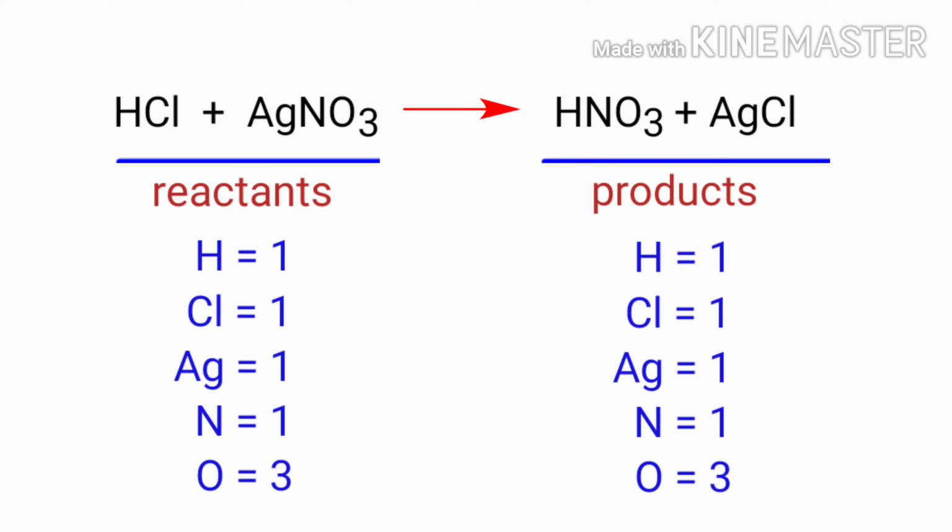If you look at this equation, the number of atoms at the reactant side are same as the number of atoms at the product side. There are one hydrogen atom, one chlorine atom, one silver atom, one nitrogen atom, and three oxygen atoms on both sides. So we don't need to balance this equation because this equation is already balanced.